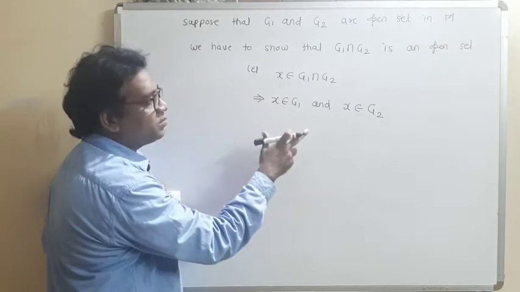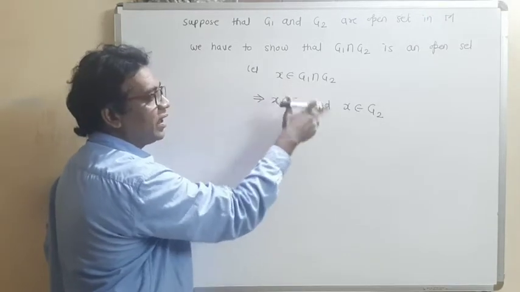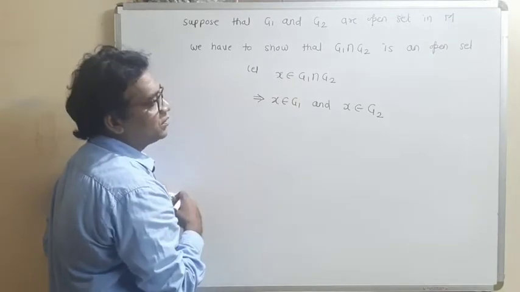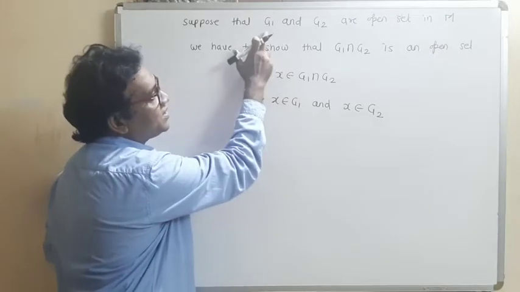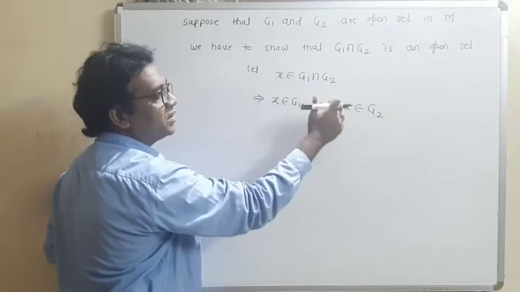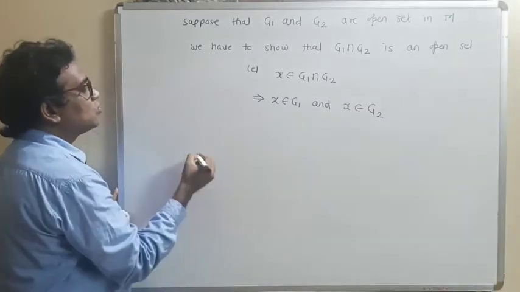X belongs to the intersection means X belongs to both: X belongs to G1 as well as X belongs to G2. Now what are G1 and G2? We are given that G1 is an open set, as well as that G2 is an open set. So let us just use the definition of an open set. What is the definition?